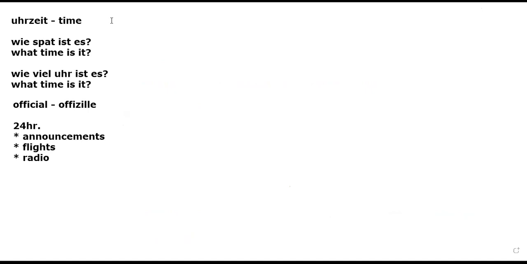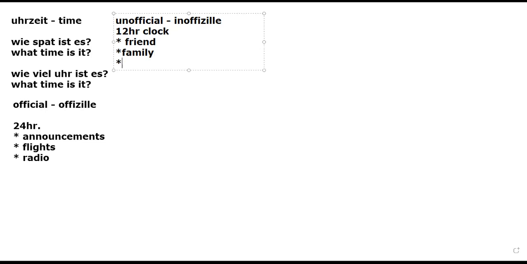Let's start with unofficial. In German, they call it inoffizielle. Inoffizielle. Where you can find the 12-hour clock, and you can use these timings with your friends. You can say it is friendly or informal and friendly: friends, family. Office time, where such official timing isn't followed, is unofficial. So you can just use it with your colleagues as well, right?